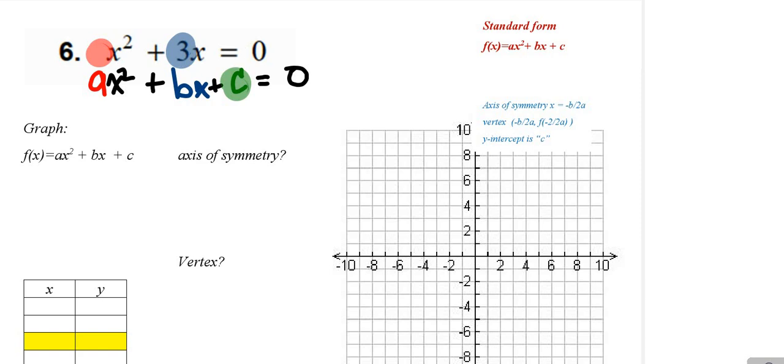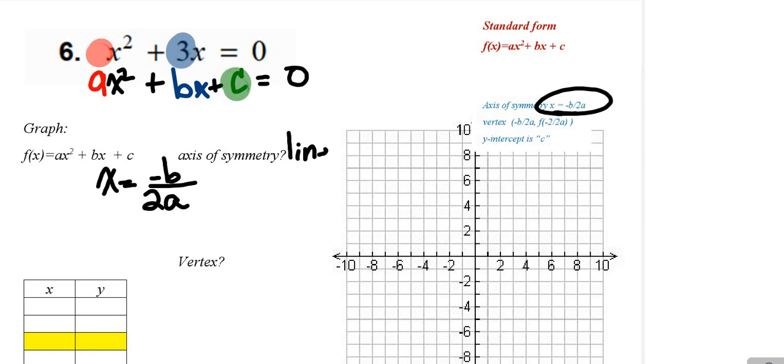Our axis of symmetry is x equals negative b over 2a. This is a line. Super important that you understand that axis of symmetry is a line. It's an x equals line. Here's your equation. Now we're going to plug stuff in.